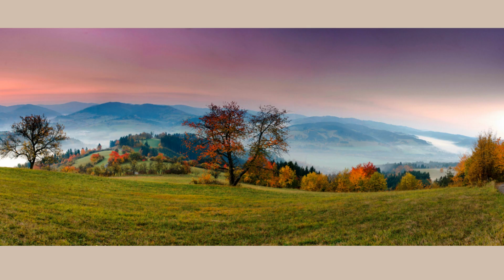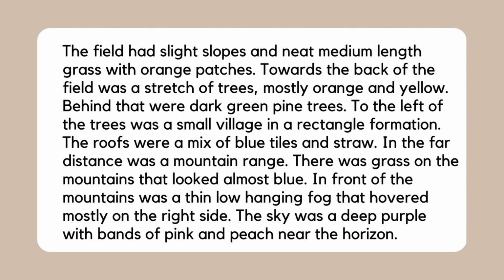We have this beautiful, vivid image in our mind of exactly what this looks like. We could be very specific about what we want the reader to see. The field had slight slopes and neat medium-length grass with orange patches. Towards the back of the field was a stretch of trees, mostly orange and yellow. Behind that were dark green pine trees. To the left of the trees was a small village in a rectangle formation. The roofs were a mix of blue tiles and straw. In the far distance was a mountain range. There was grass on the mountains that looked almost blue. In front of the mountains was a thin, low-hanging fog that hovered mostly on the right side. The sky was a deep purple with bands of pink and peach near the horizon.